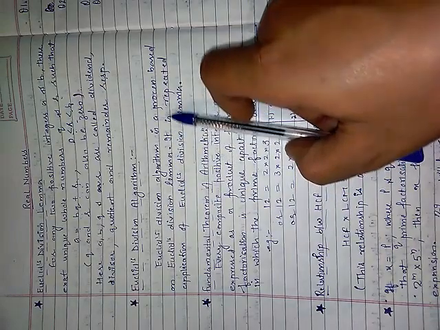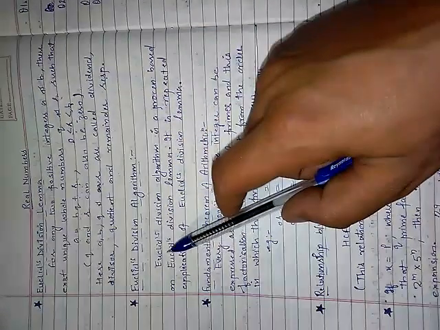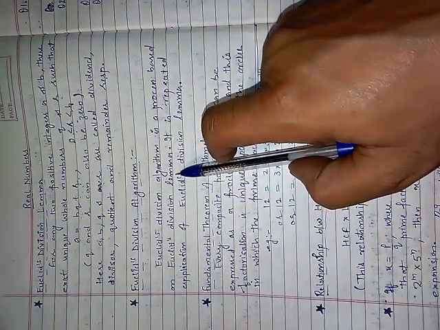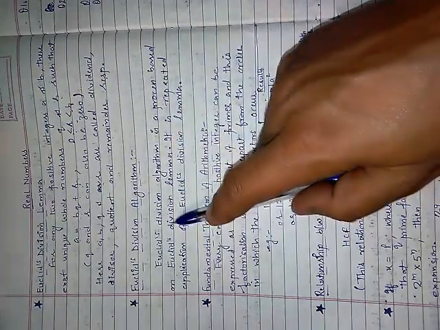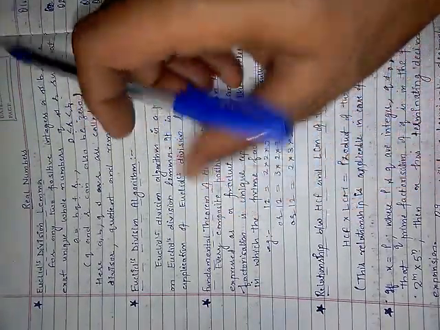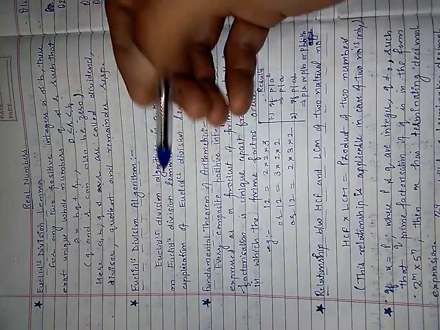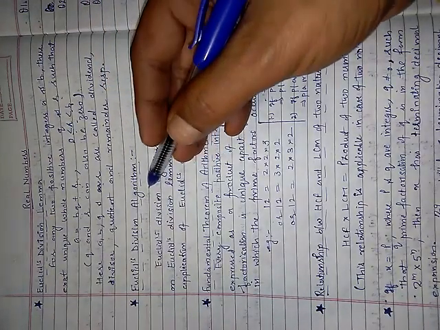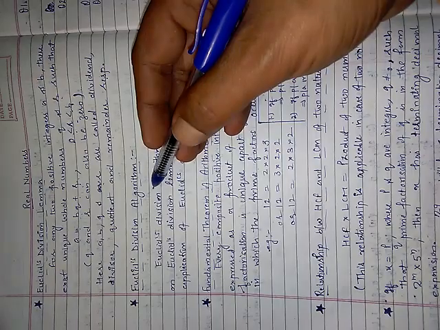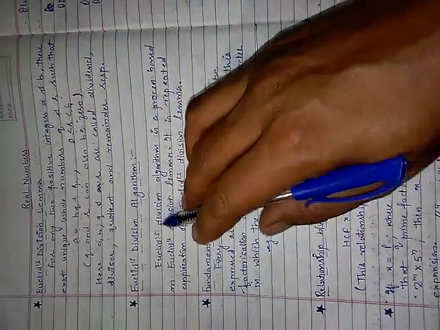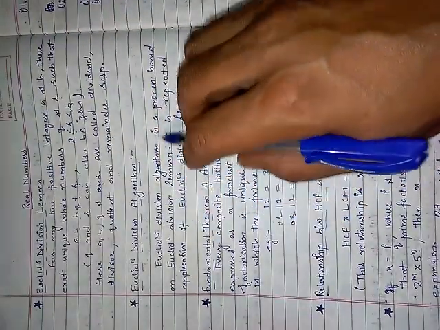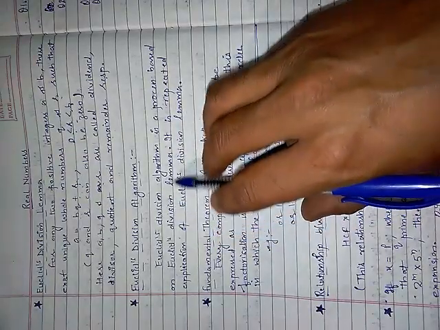Euclid's division algorithm is a process based on Euclid's division lemma. Okay, based on Euclid's division lemma. Meaning to say, when you start solving the exercises, you will become clear with these terms from the questions. Practically, when you do it, you will come to know about this theory work. It is a process based on Euclid's division lemma.